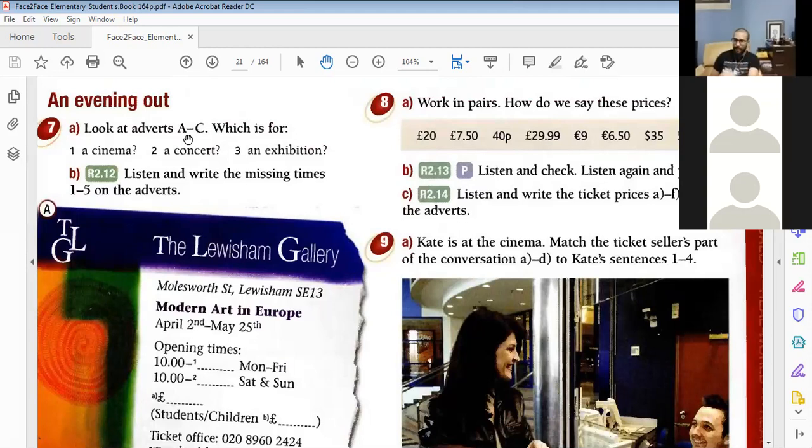That means we have three adverts. The first question is: look at the adverts. Which advert is for a cinema, which one is for a concert, and which one is for an exhibition? But let's talk about these words. Exhibition, what's the meaning of it? Good question. What's the meaning of exhibition? Do you know the meaning? Have you heard of exhibition before?